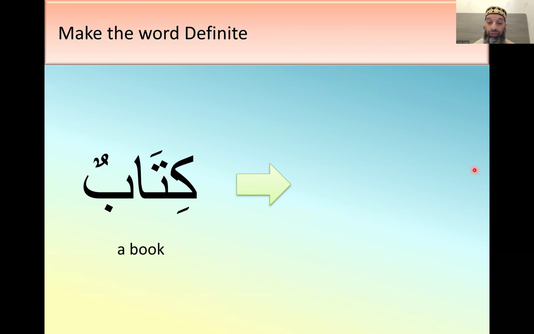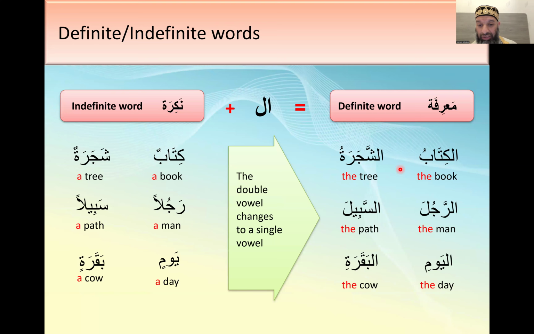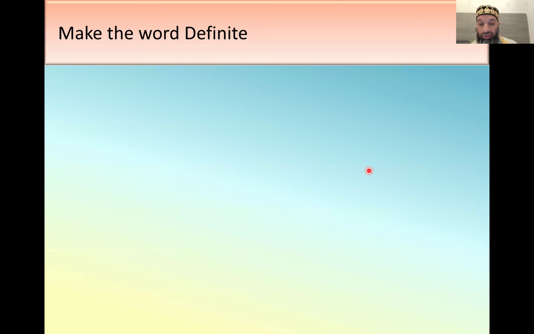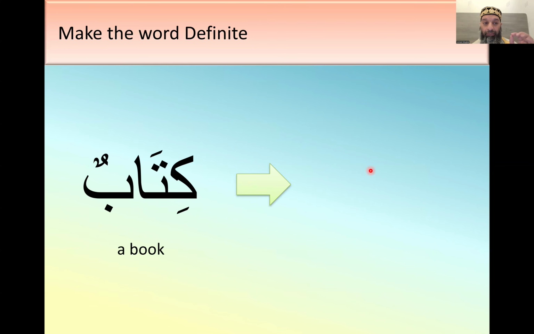Okay, so now it's your turn. So it's typing time. I know you'll have the answers in your booklet, because your booklet contains the slides. But please close your booklets now. Maybe keep the booklet open on this page and cover the rest. I want you now to make this word definite. So kitabun, a book. I want you to add al to it and type it.